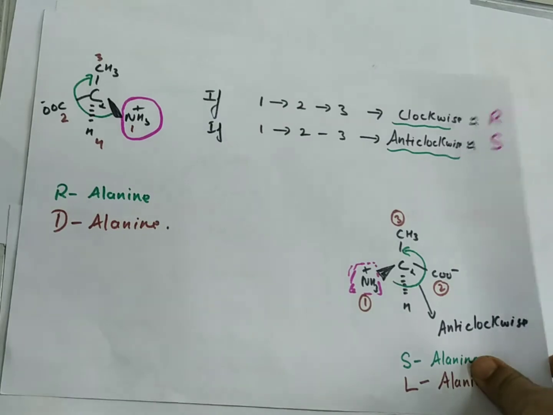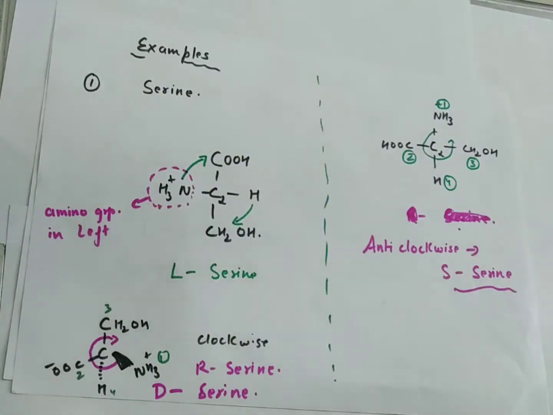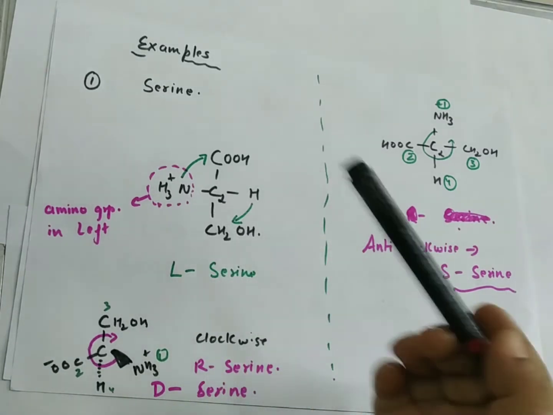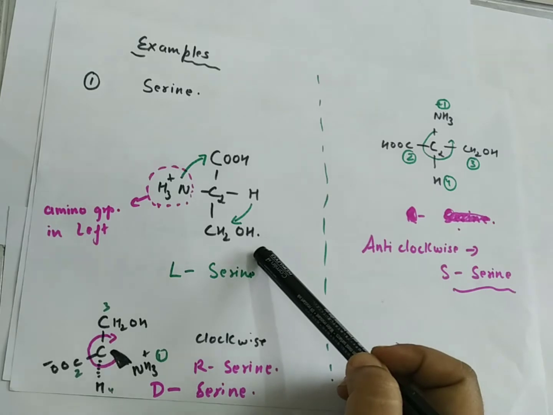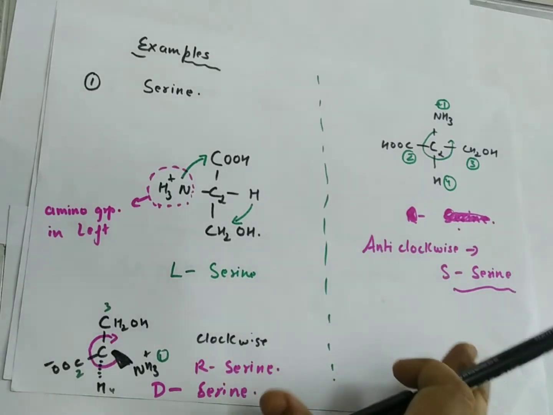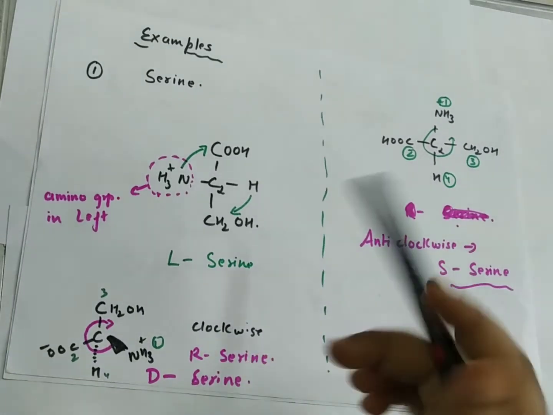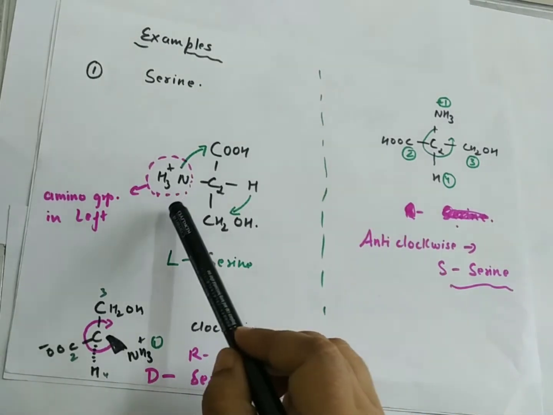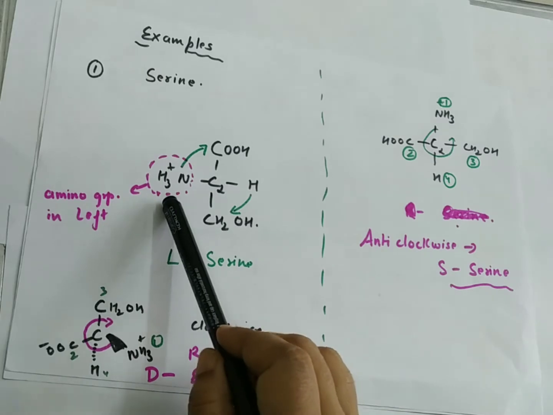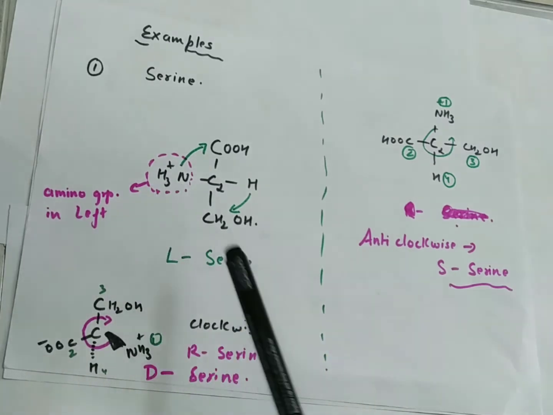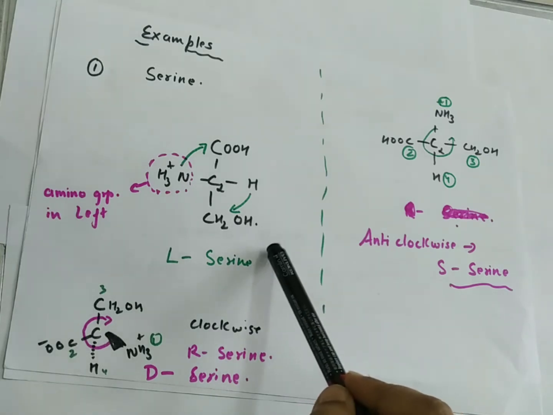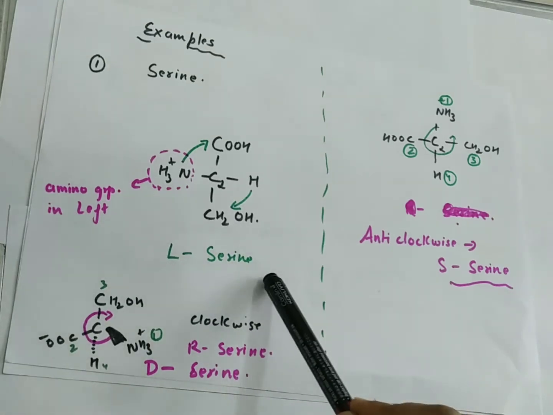Okay? Now let's take some other example. Let's take the example of serine. Now, if in the exam it is given in the Fischer form, not in the wedge form, how will you do it? So this is your L-serine, the DL form of serine. The amino group is on the left, so this is L-serine. Now we have to find out whether it is R-serine or S-serine.